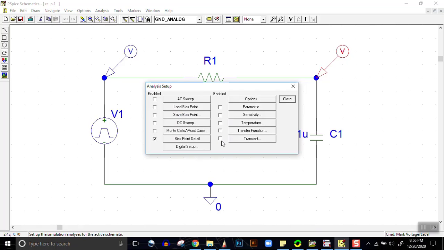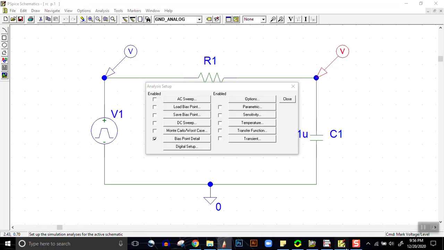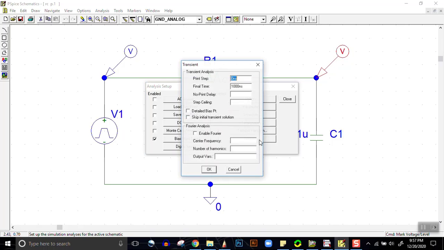Why transient? Transient means dependent on time. So if we see this graph over here, initially the voltage was 0, then after a certain time the switch was turned on and the voltage became Vin. After a certain time the switch was turned off and the voltage became 0. That is, in the x-axis we have time. Whenever in PSpice simulation we have time in the x-axis, we use transient type simulation.